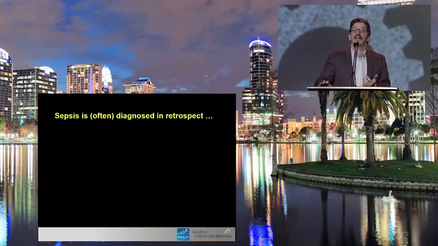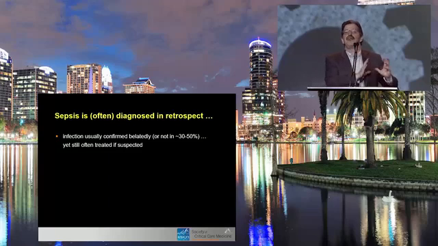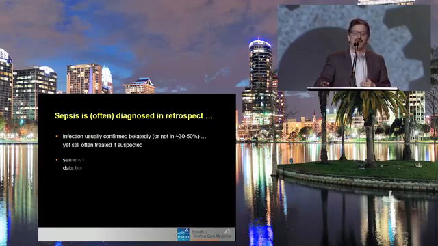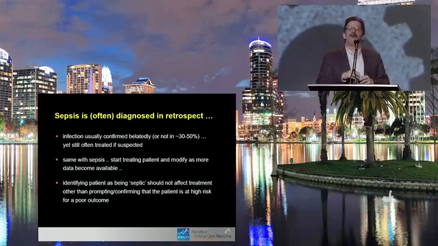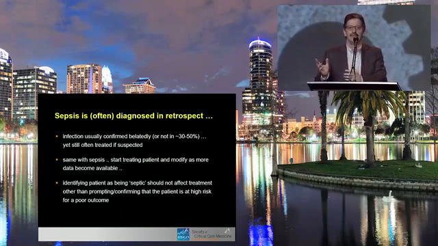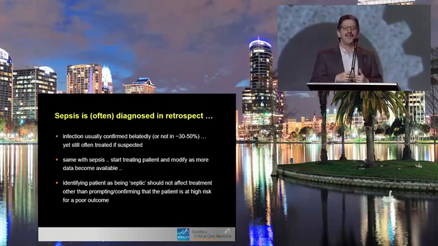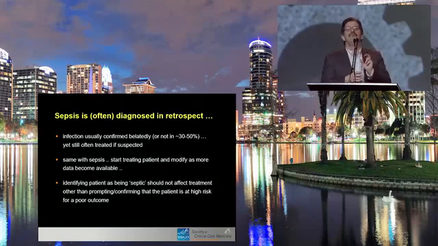Sepsis is often diagnosed in retrospect, just like infection. We treat on suspicion, but a lot of the time, the patient turns out to have something else. Perhaps even up to half the cases that are originally thought to be infected turn out to be something else. Yet we're still treating the patient on suspicion. And it's the same with sepsis. You start treating the patient in front of you. If they're ill, you start treating them. And clearly, as more data become available, you may modify your treatment accordingly. So therefore, identifying the patient as septic by the SCCM criteria shouldn't affect the way we're treating them, other than perhaps prompting or confirming that the patient in front of us is at high risk of a poor outcome.